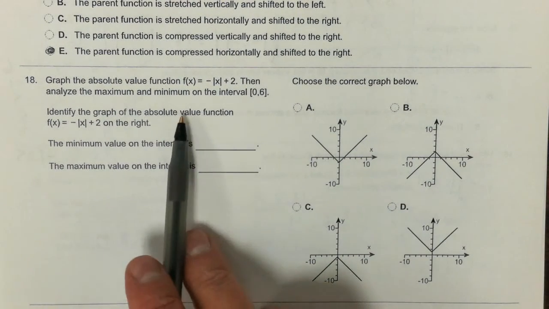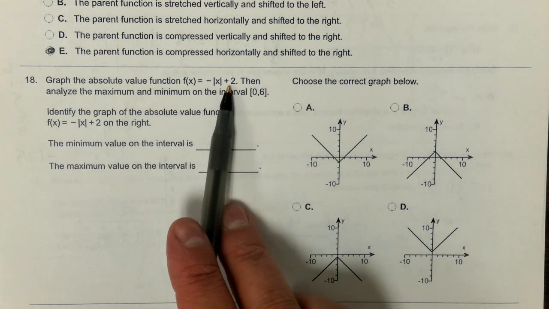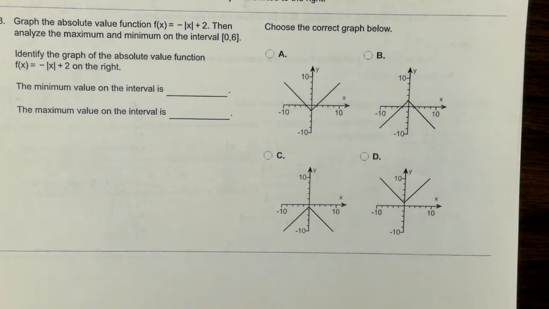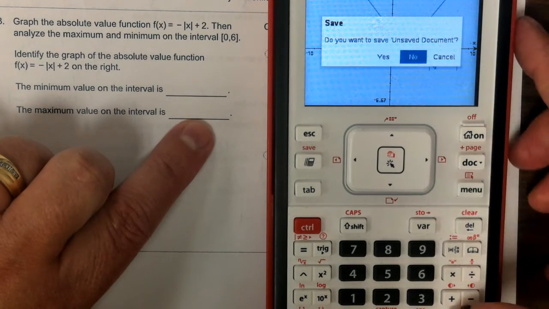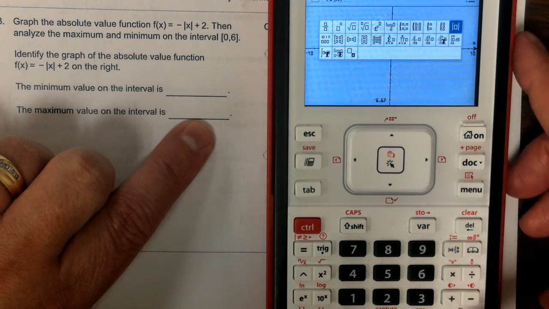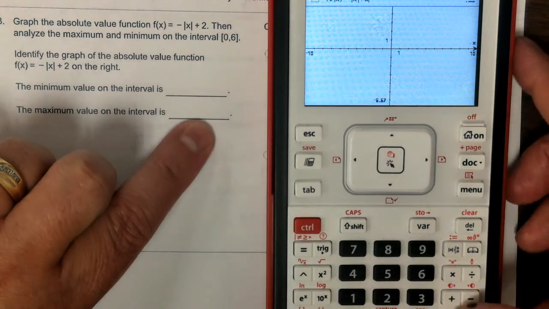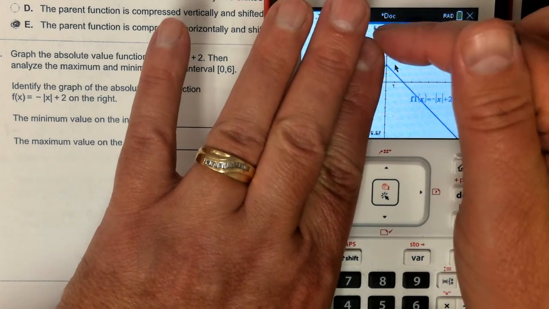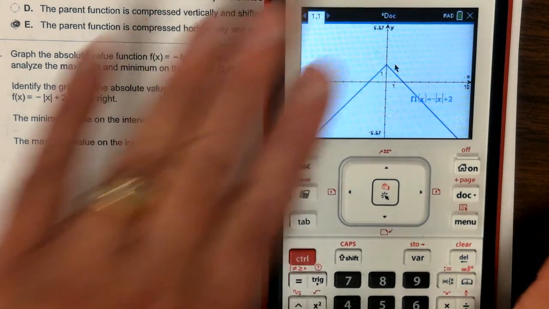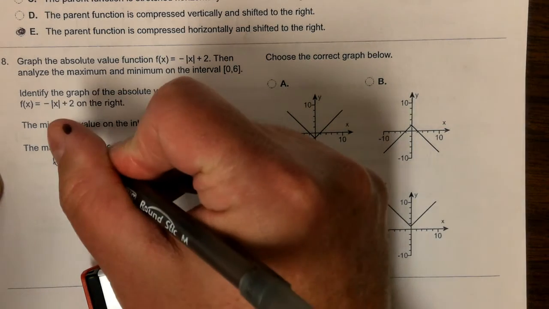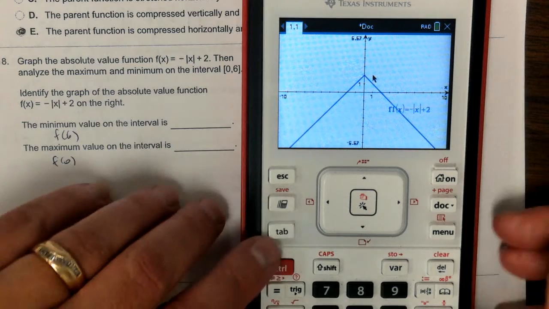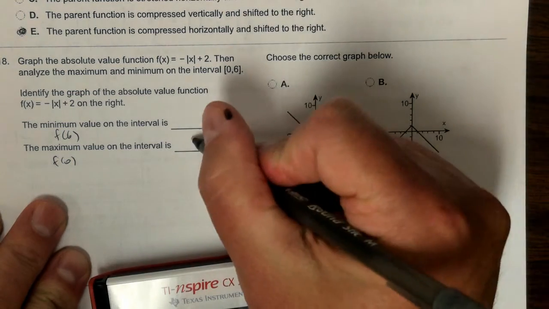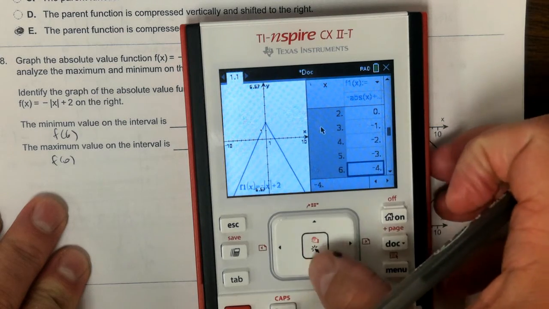On the next one, we're saying negative absolute value x plus 2, and we need to pay attention to the interval 0, 6. So the first thing on this is graph negative absolute value x plus 2. And then from 0 to 6, the 0 side is going to be the max. So think of this as f of 0, and this is f of 6. And you can go to your table, and for 0 it's 2, and for 6 it's negative 4.